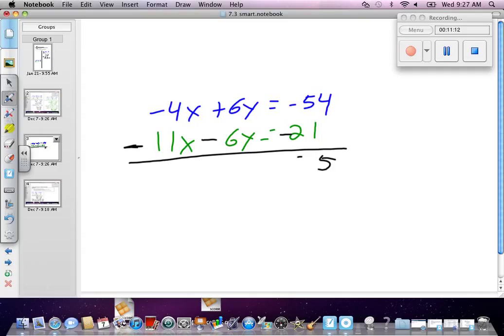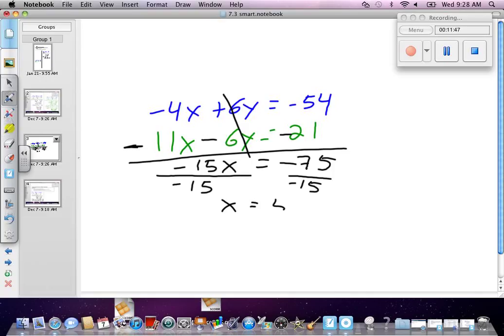Okay. 4 plus 1 is 5. 5 plus 2 is 7. And they're both negative. Y's cancel. Negative 4 and negative 11 make negative 15x. Now what do I do? I'm going to divide both sides by negative 15. So x equals, first of all, what's a negative divided by a negative? Positive. Good. Negative 75 divided by negative 15 is 5.